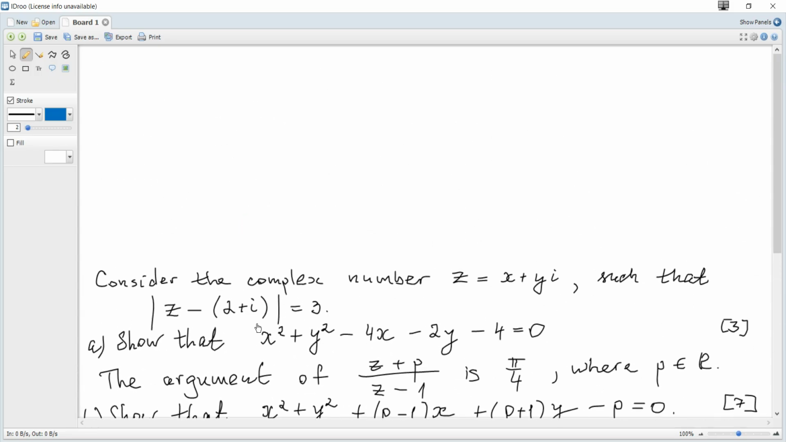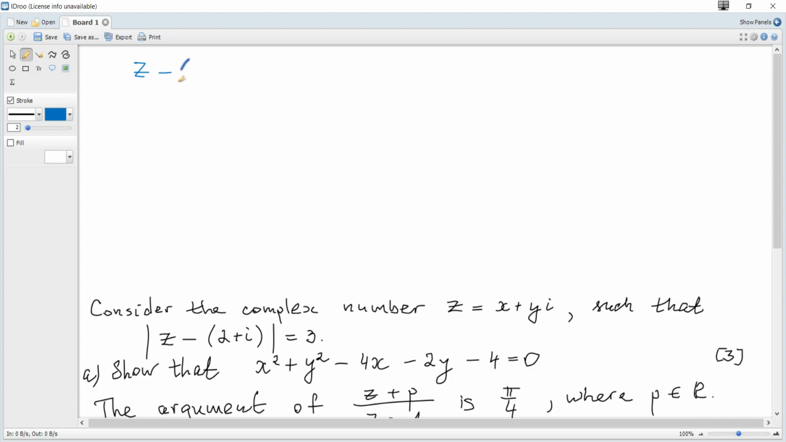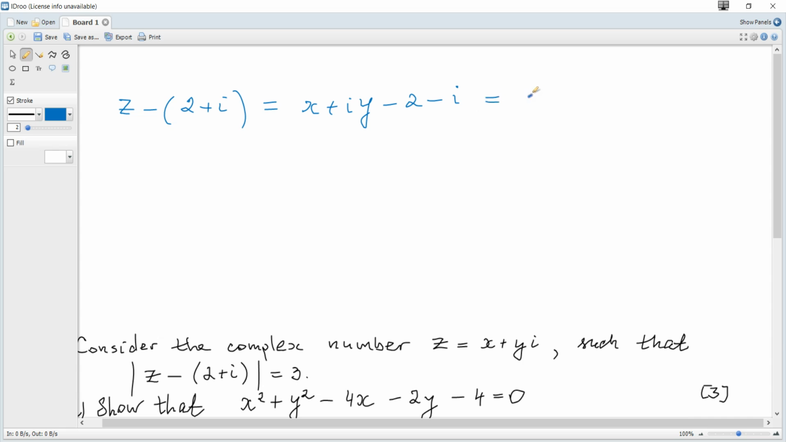So let's consider the given complex number z minus 2 plus i, and let's substitute x plus iy for z to get x plus iy minus 2 plus i, and it is equal to x minus 2 plus i(y minus 1), to be clear what is the real part and what is the imaginary part.